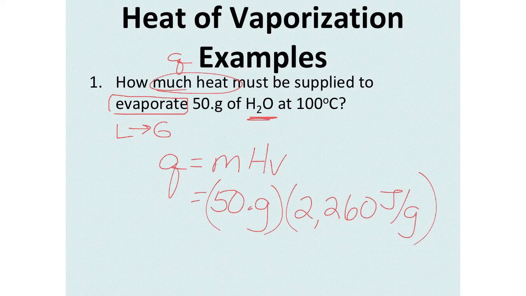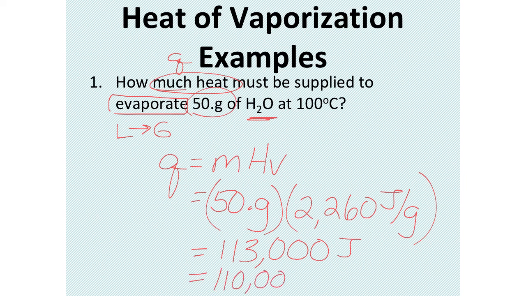In our calculators, we just do 50 times 2,260, and that gives us 113,000 joules. We want two significant figures, so 110,000 joules. You could also put your answer in scientific notation if you would want to.